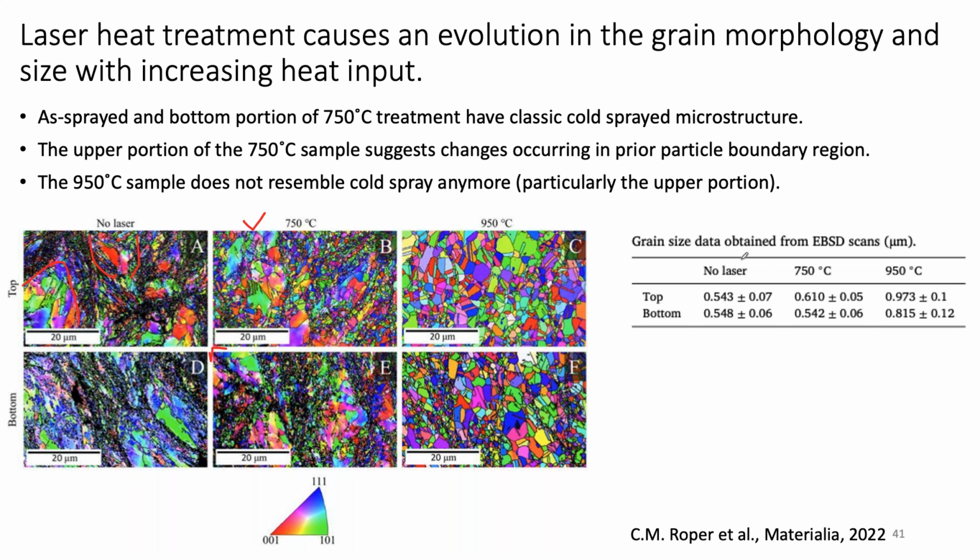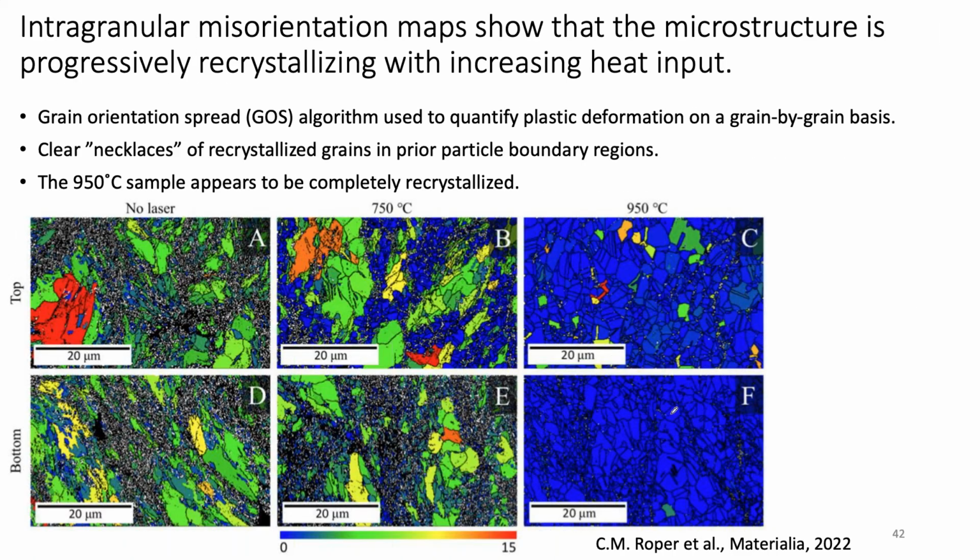And we see quantitative grain size data measured by EBSD that in fact supports the observations that we see qualitatively. So this is where we can now use the grain orientation spread algorithm that we talked about at the beginning of this talk to give us a better handle on what's going on. Again, this is looking at the amount of intragranular misorientation on a grain by grain basis. Things that have an orange or red color have higher levels of deformation. Things that are blue have lower levels of intragranular misorientation.